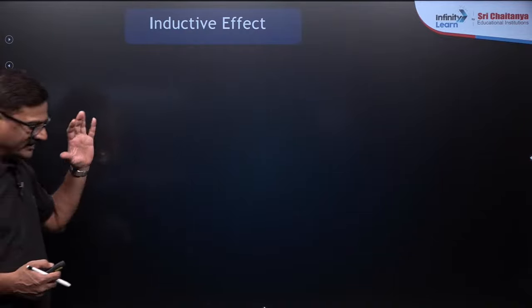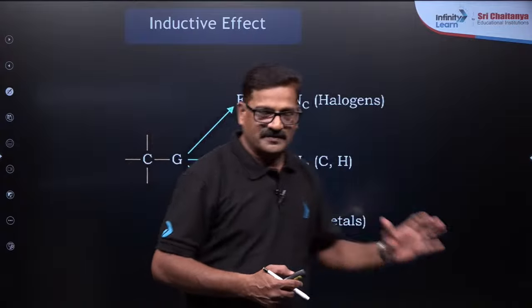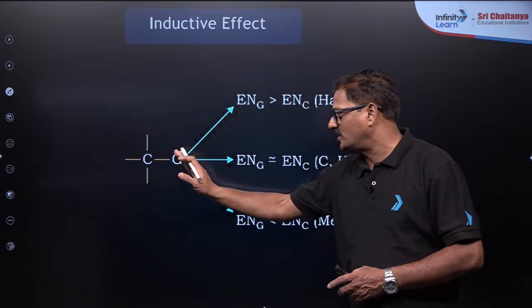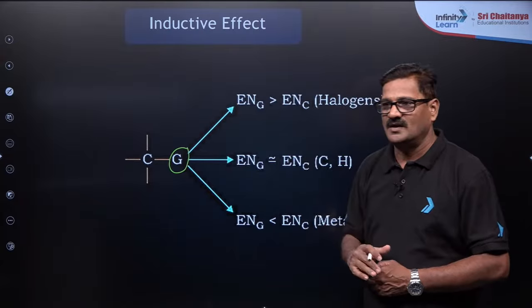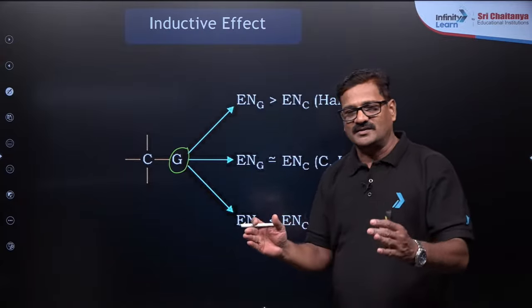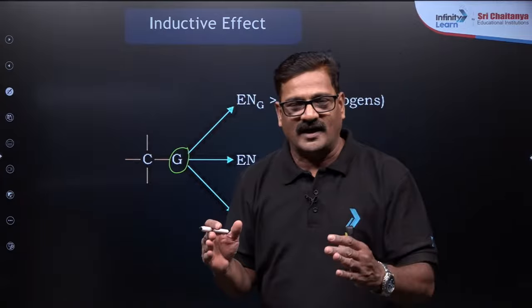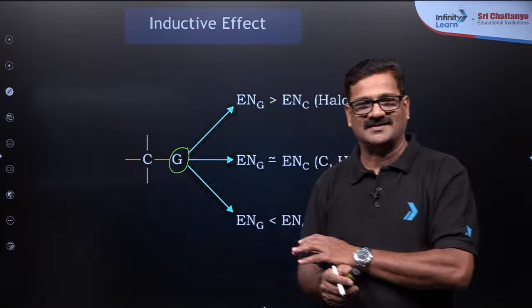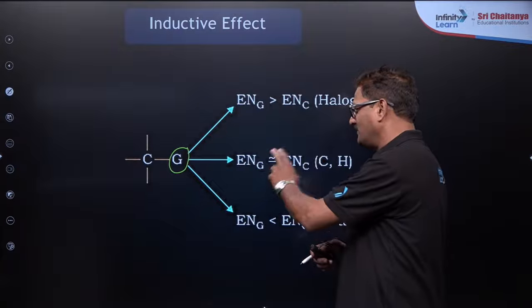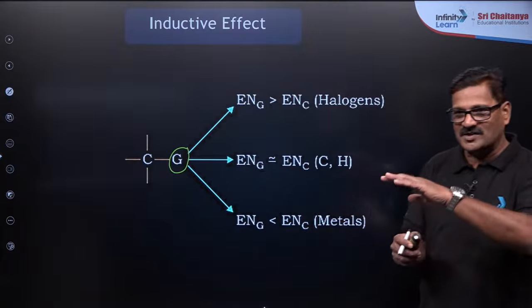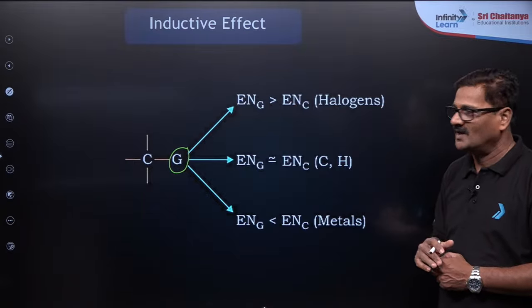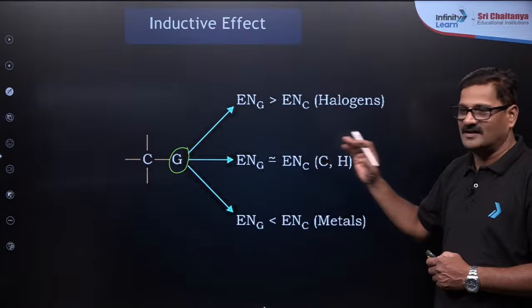So, let us talk about the inductive effect. So, inductive effect is the sigma operated effect, let us say here carbon to a group called G. Electronegativity of the group or the atom is going to be the game changer for inductive effect. If the electronegativity of that group and carbon is same, like carbon and hydrogen, that is taken as a standard.